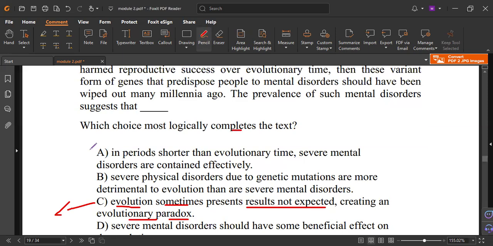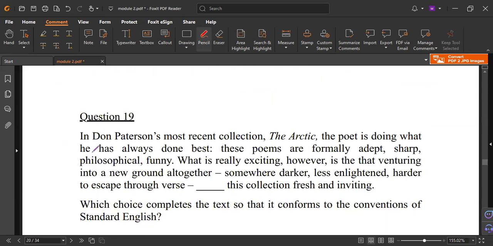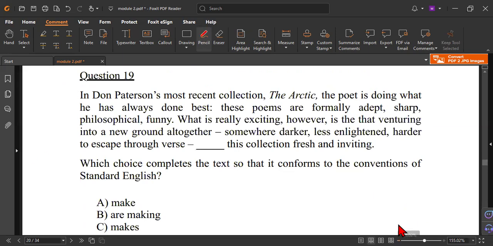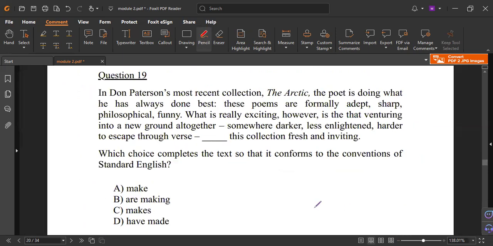Now let's jump to the next. Now we came to questions of writing. So easy, let's try. Let me help you. When you find the verbs, you are looking for the subject.